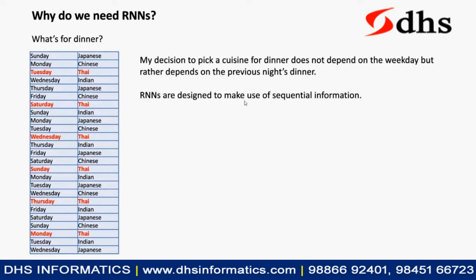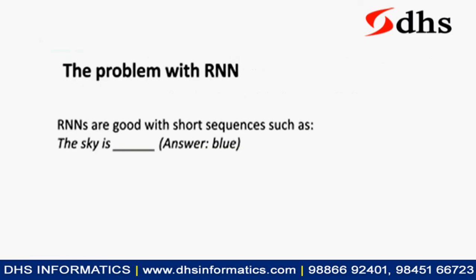So it is not based on an algorithm or something. It is based on remembering what he ate last night. Based on that only, he will eat today. It is sequential information that we have to keep. That is called memory, remembrance. So RNN has this capacity.